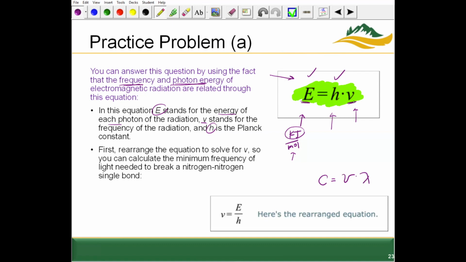So once we solve for frequency, then we do know the speed of light. We can solve for wavelength. It'll just take a few steps. When just solving for frequency, we can rearrange this equation so it's energy over Planck's constant. Once we know frequency, again, we can plug that in here, or plug it in here to get our wavelength.